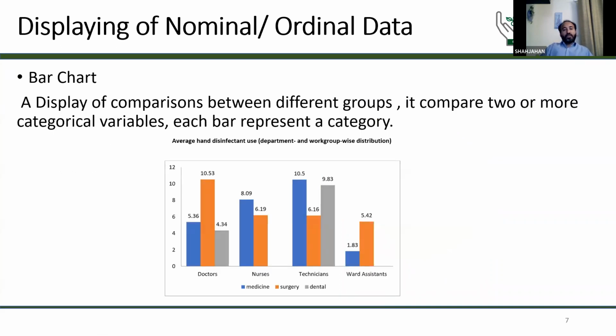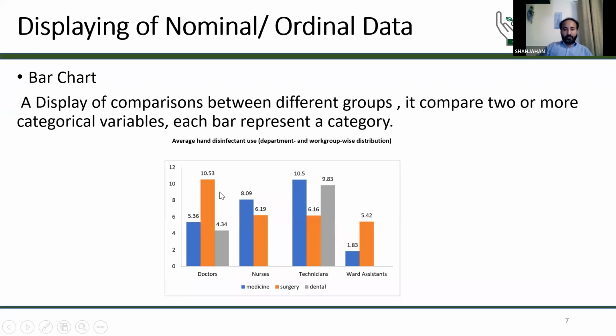The other graph which we use to display the data is the bar chart. This is also a very common chart which we use in our daily life. It displays a comparison between different groups, two or more categorical variables. Each bar represents a category. So when we have different groups and we want to show them, at that time we will use the bar graph.